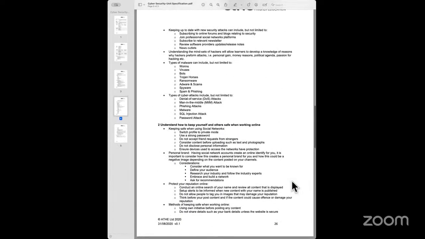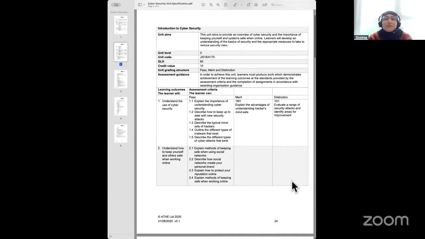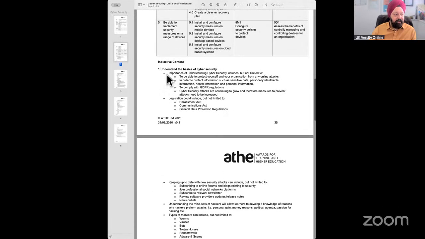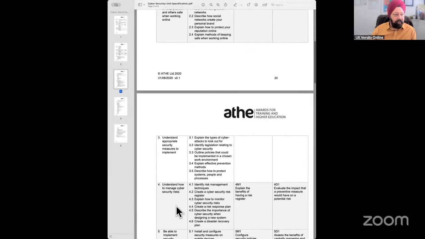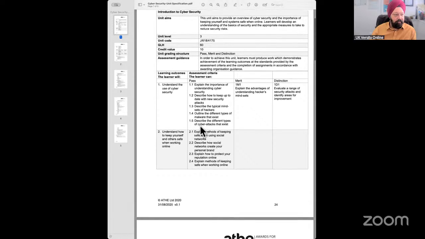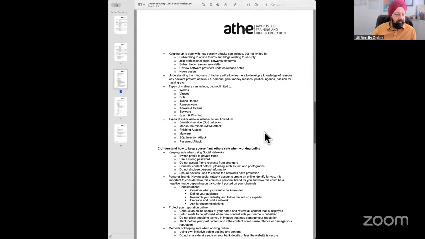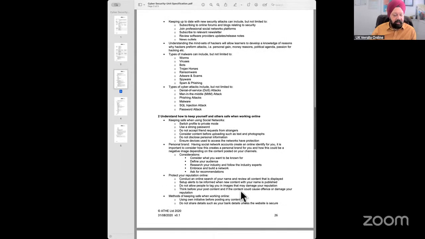Is that okay? Yeah. So essentially, I just can't teach you just generic things about cybersecurity. So when we say understand the use of cybersecurity, and then there are some assessment criteria, pass, merit, and distinction, they have content which is given here. So if you see 1 bullet point, 2 bullet point, 3, 4, 5, 6 bullet points, and that will correspond to 1, 2, 3, 4, 5, 6 bullet points here, which is what all we will cover in learning outcome 1. Similarly, learning outcome 2.